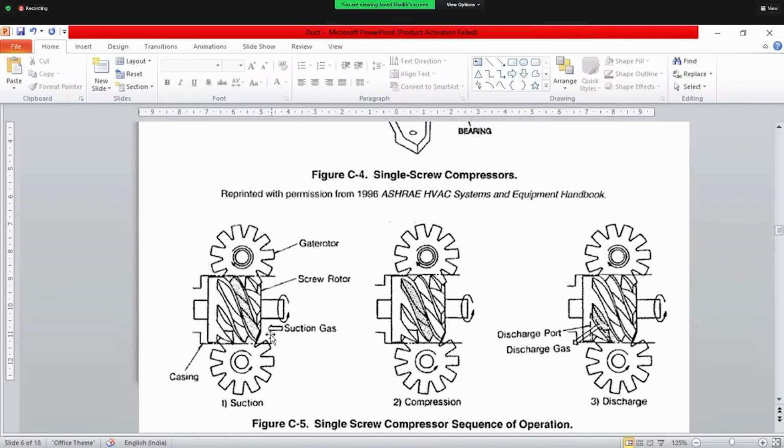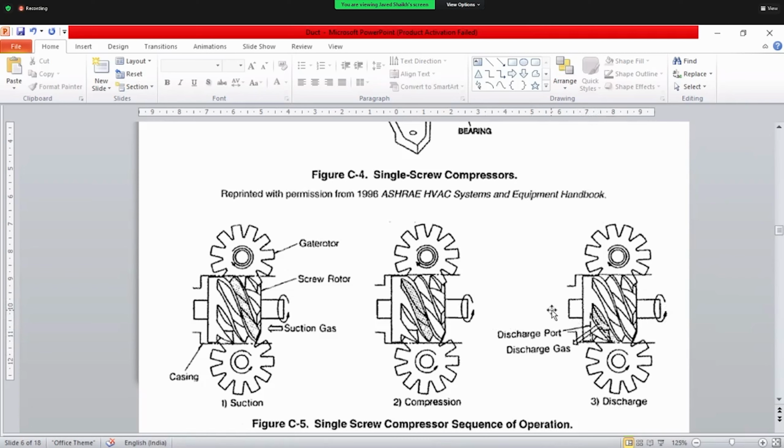So what happens when it rotates? When you rotate, it sucks the refrigerant in from here, and then due to this gear rotor, it compresses the vapor. So this is the suction stage. This is the compression stage, where it compresses as it rotates like this. It rotates, it compresses, and then the discharge occurs from here. So this is the suction and this is the discharge.